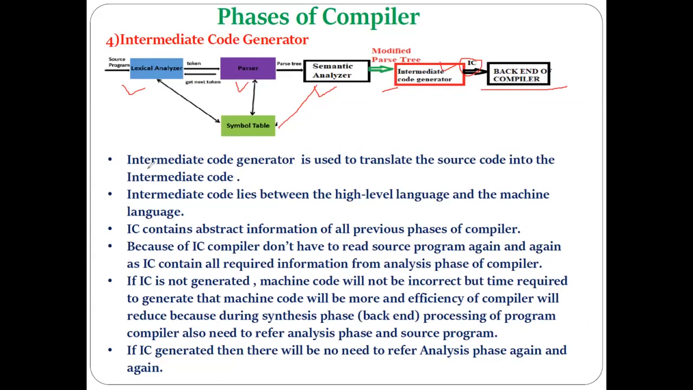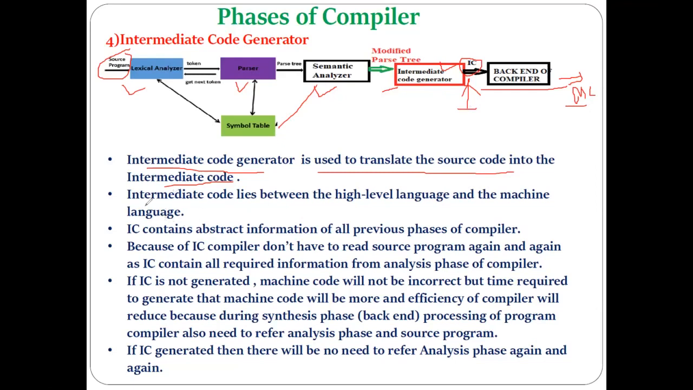The intermediate code generator, as one of the components of the compiler, is used to translate the source code into the intermediate code. Now why is the code generated by the intermediate code generator called the intermediate code? The reason is that this is the code which is between the source code and the machine code that we are finally going to generate. As this is the code between the source code and the machine code, this code is called the intermediate code. Intermediate in the sense of something which is between two things.